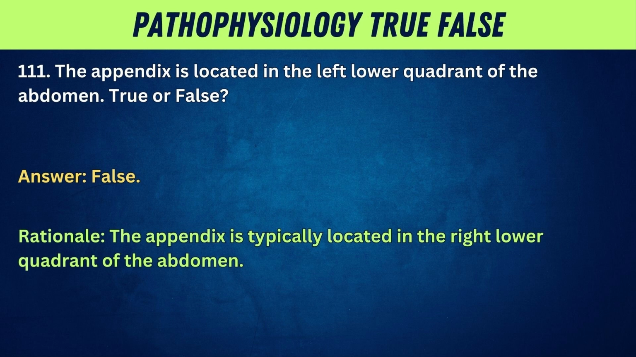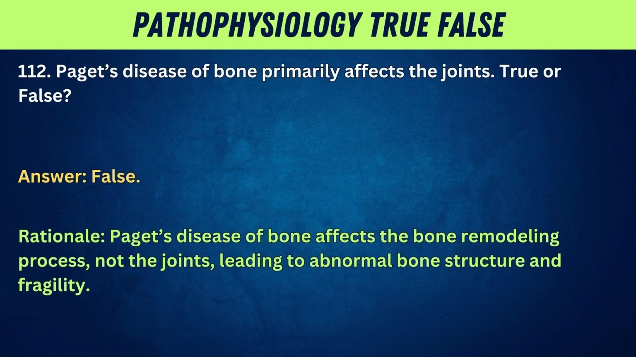111. The appendix is located in the left lower quadrant of the abdomen. True or false? Answer: false. Rationale: the appendix is typically located in the right lower quadrant of the abdomen. 112. Paget's disease of bone primarily affects the joints. True or false? Answer: false. Rationale: Paget's disease of bone affects the bone remodeling process, not the joints, leading to abnormal bone structure and fragility.